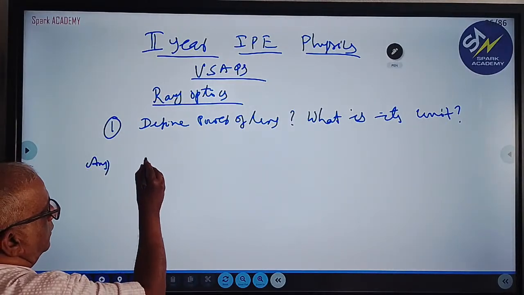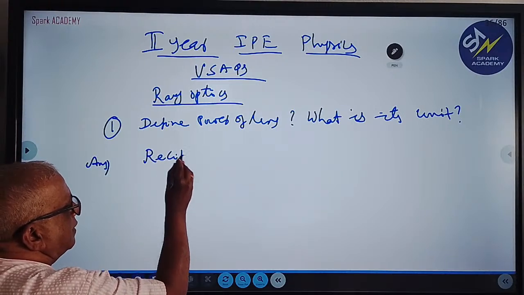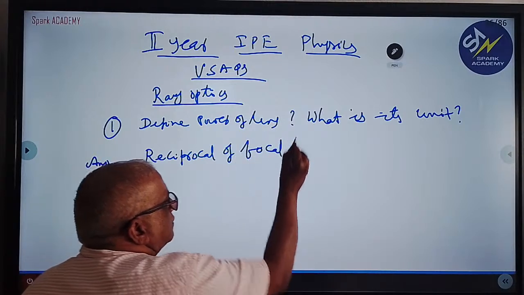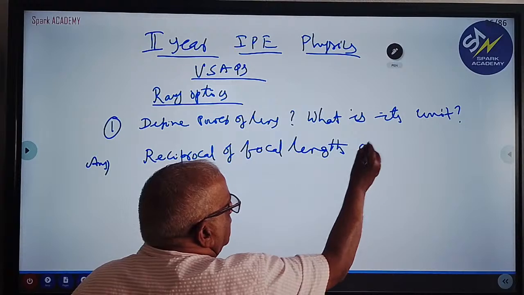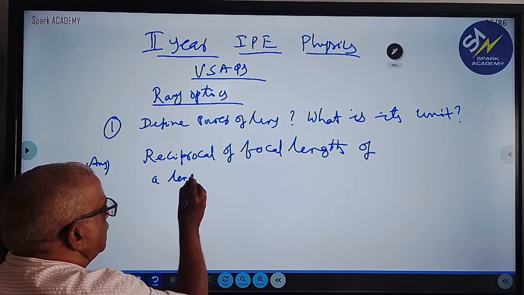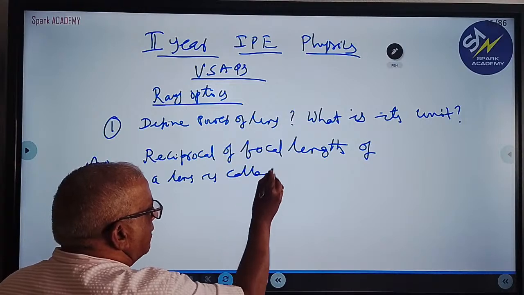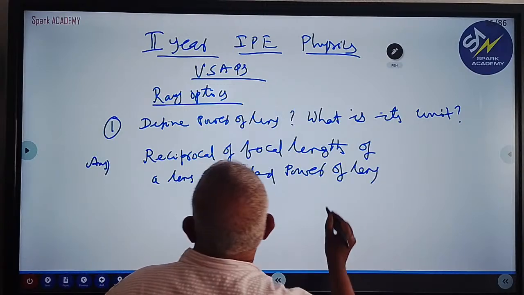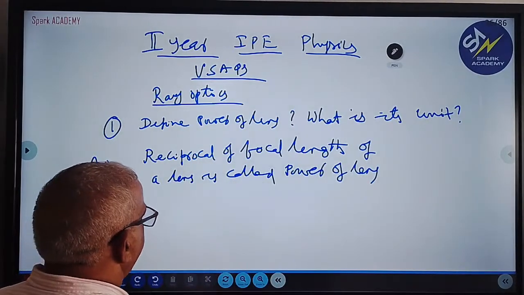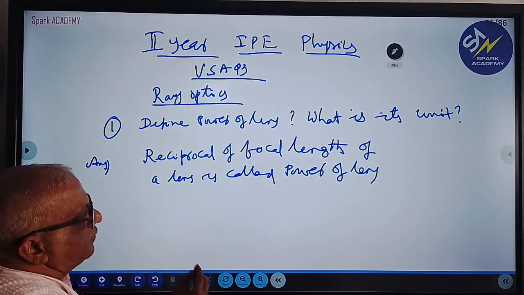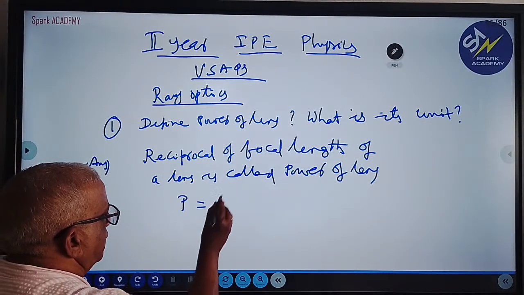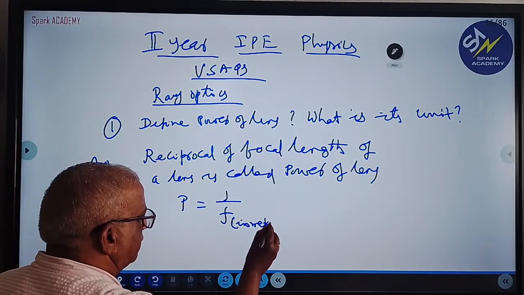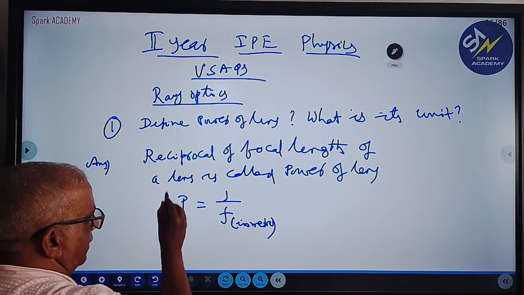Reciprocal of the focal length of a lens is called power of the lens. Power is given by the formula 1 by focal length, but you should take it in meters. Focal length should not be in centimeters. Power is equal to 1 by f.